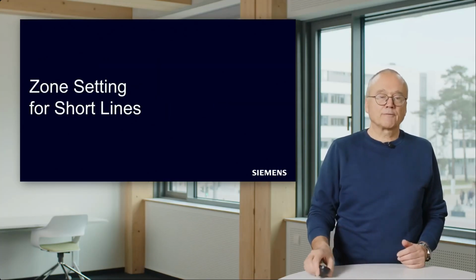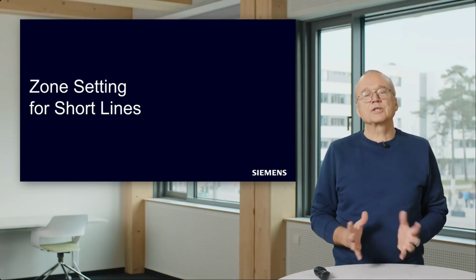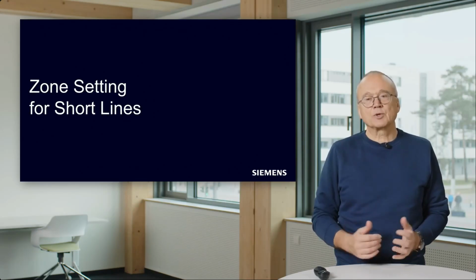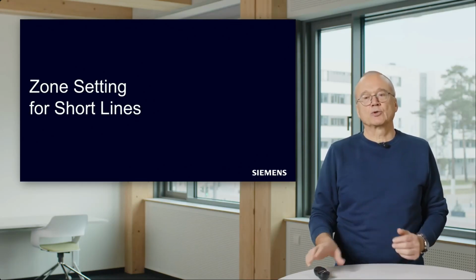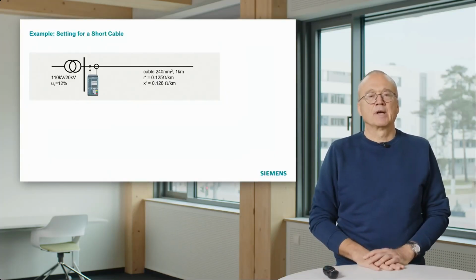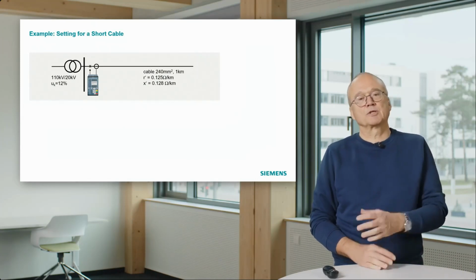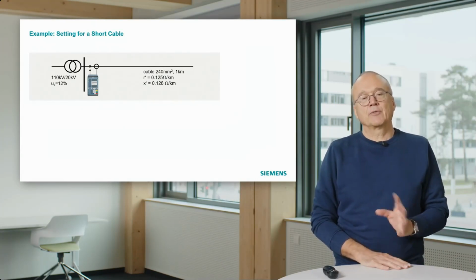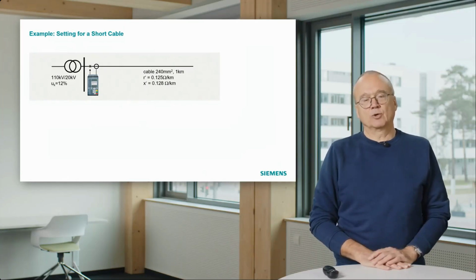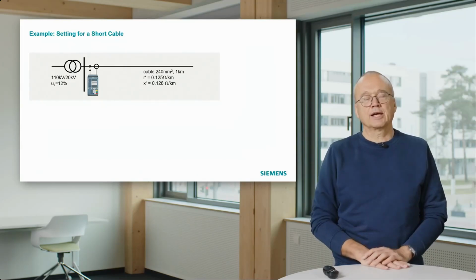Let's start with the first topic. The first one is zone setting for short lines. What additional topics do we have to consider if we apply distance protection to short lines? Where are the limits? And to discuss this, I would like to use this simple example. That's part of a distribution system. You see a transformer from subtransmission to a 20 kV system, and then a distance relay protecting an outgoing feeder. And this feeder is in this case a cable, 1 kilometer long only. That is where the short cable comes in.